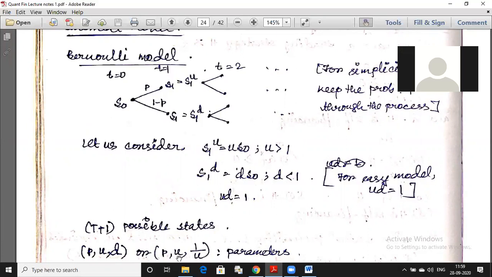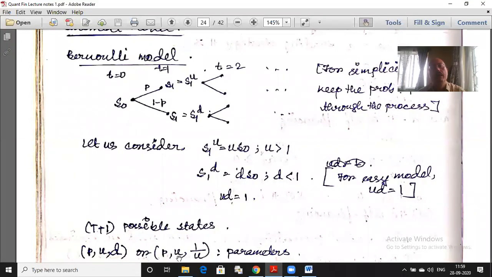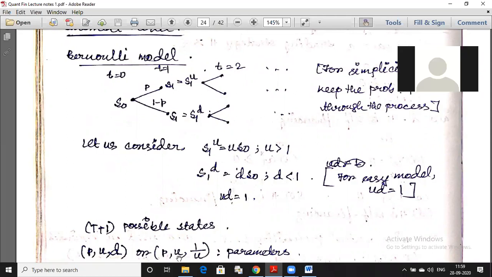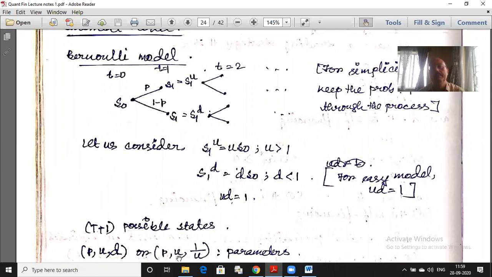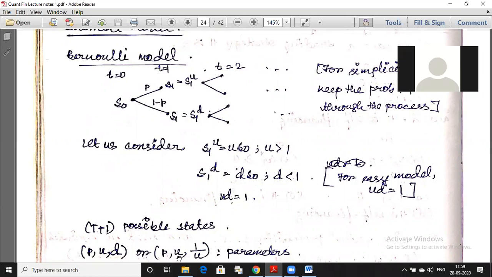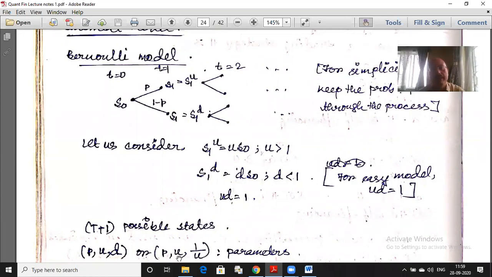Sir, please explain this UD equal to 1 condition. Okay, so you take one up step and one down step. What happens? We came back to the same position. Yeah, that's what I am guaranteeing. So this becomes a recombining tree. At any point, if we go up and then come down, or firstly come down and then go up, we end up in the same position. So after any even number of steps, if the number of up steps and down steps are the same, then you are back at S0.